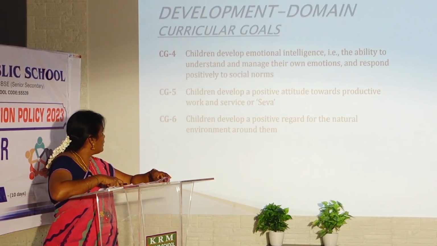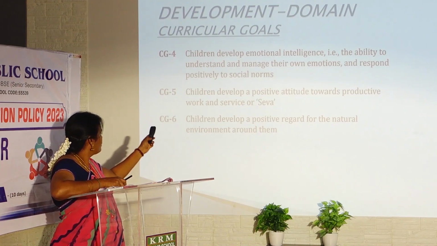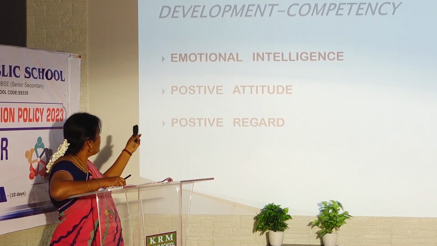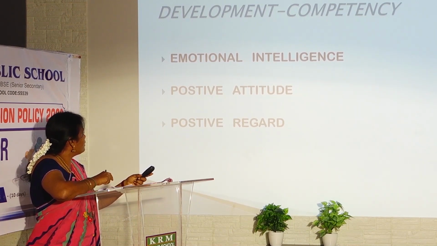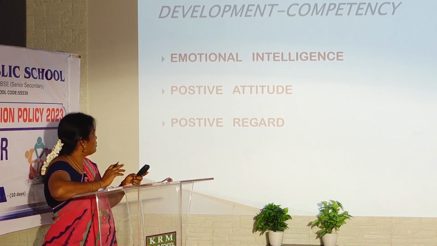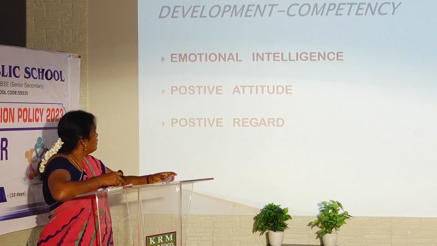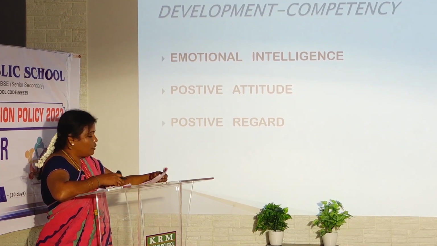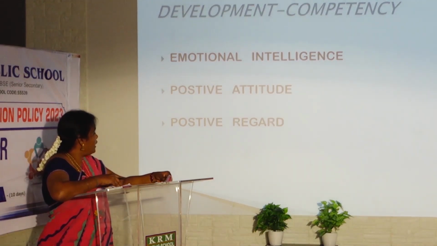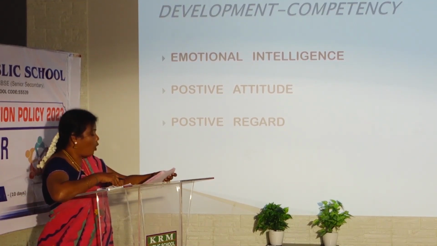First one is emotional intelligence. In this, children should develop their emotional intelligence. That is, they should have the ability to understand and manage their own emotions, and also respond positively to social norms. That is, they should understand and respond positively to different thoughts, preferences, and emotional needs of others.